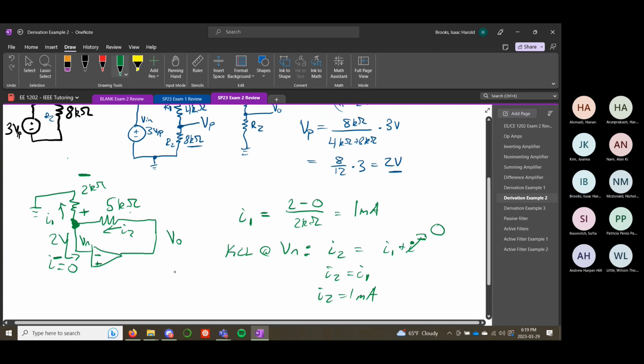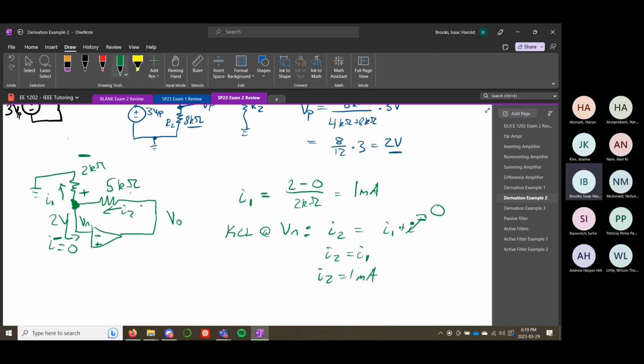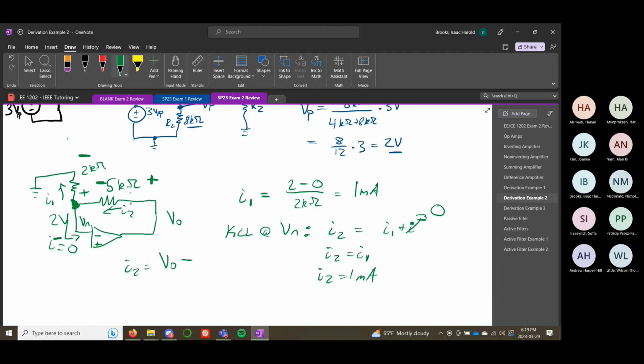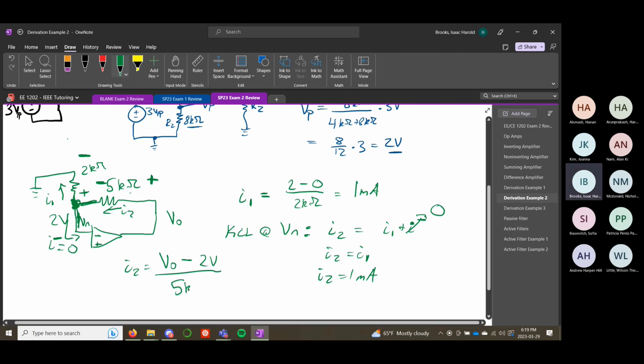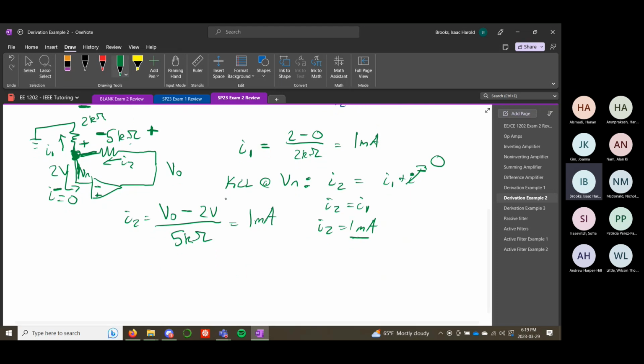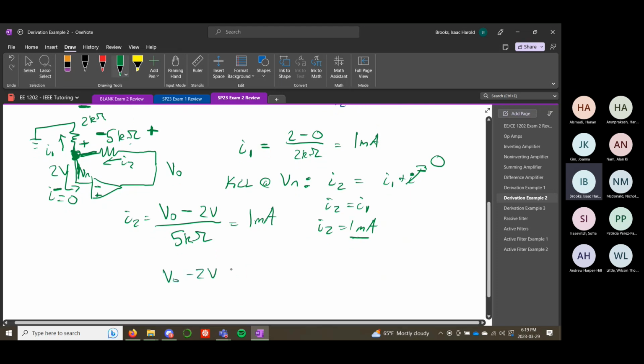And then finally, let's look at the equation for I2. I2 is defined this way, positive, negative. That means I2 equals V out, which is on the positive side, minus this node on the negative side, all of this node is 2 volts, over 5 kilo ohms. And we know that I2 is equal to 1 milliamp. So if we solve this out, we get V out minus 2 volts equals 5 volts. So V out should be 7 volts.